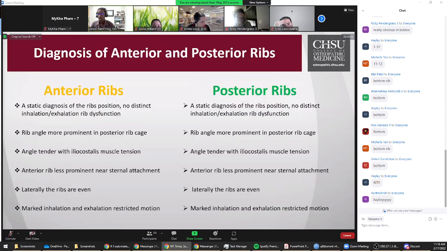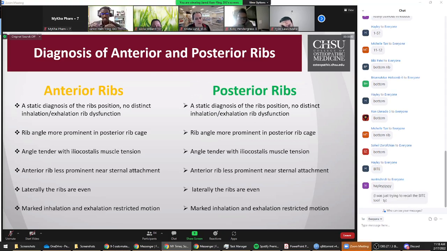Okay. So this might be a newer concept, so I want to make sure it's clear to everyone that you can have anterior and posterior ribs. It should make sense from a standpoint of anatomy, right? So you have a rib in space. It can be a little more forward or a little more posterior, as well as superior or inferior. It can also have that torsion because of the cartilaginous attachments.